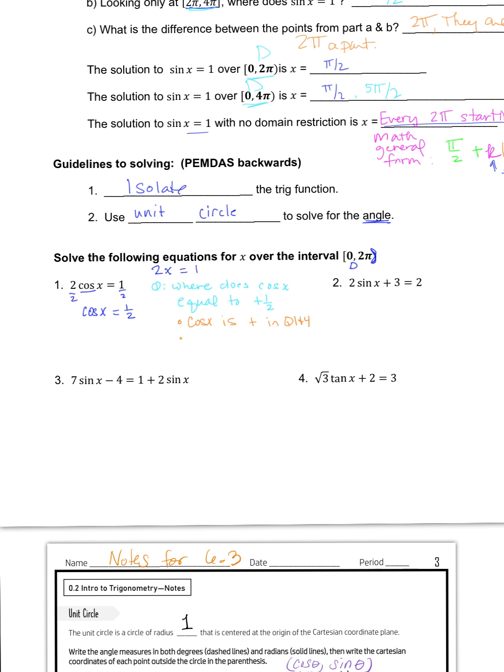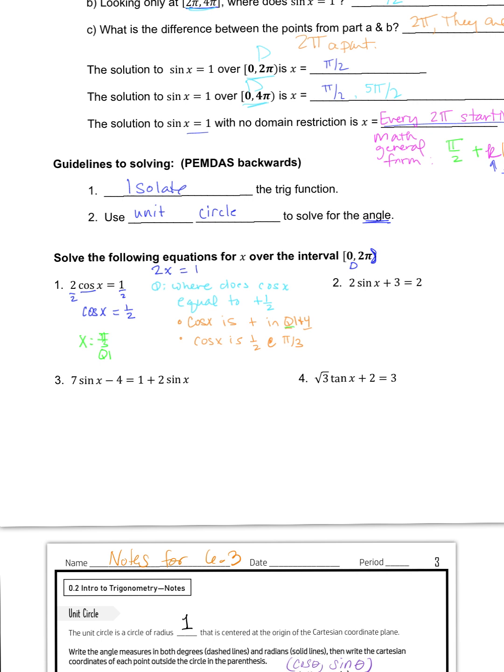Okay. We also know if it's 1/2, cosine x is 1/2 at pi over 3. So now we want to ask ourselves, we have 2 possible answers because we're in 2 quadrants. If we think about the first quadrant, I like to write this over here, x equals, and then I'll put the first quadrant so I can remember which one I do. So quadrant 1, I did say that was pi over 3.